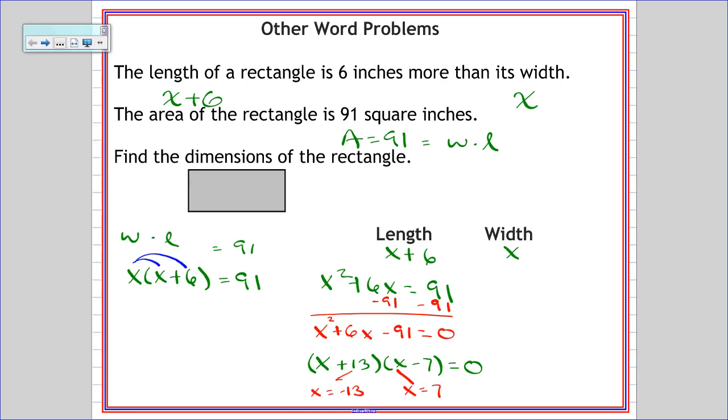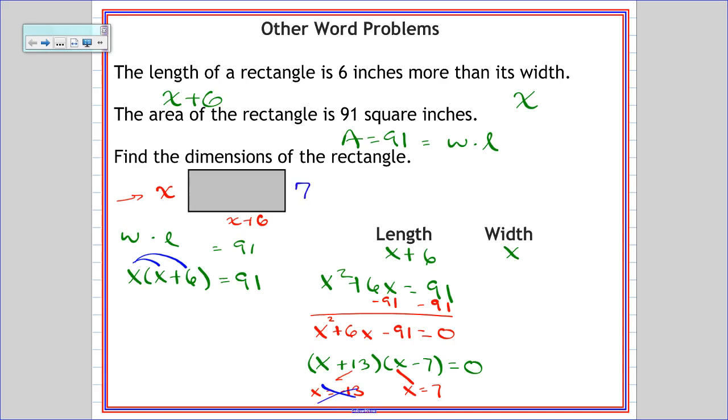Now what that gives me for x is that x is negative 13 or x is positive 7. Now those actually aren't our dimensions. Only one of those is going to be one of our dimensions. I'm going to go back and label my rectangle with x and x plus 6. I can't let x be negative 13 because if I do that, then this side, x here, is going to be negative, and we don't use negative side lengths in general to define rectangles. So we're going to have to say that x equals 7.